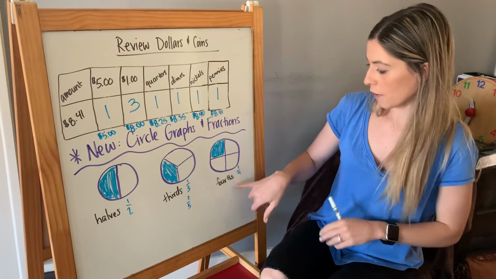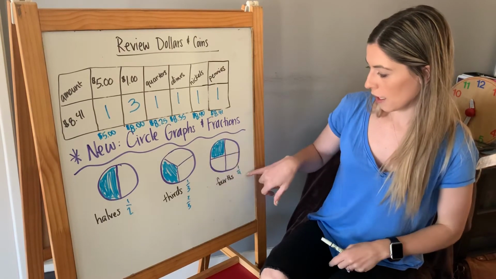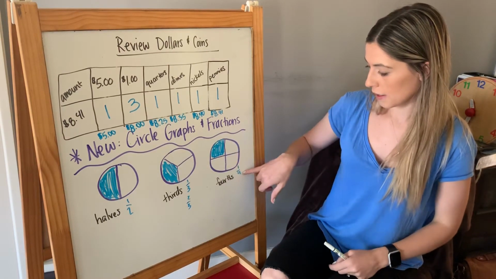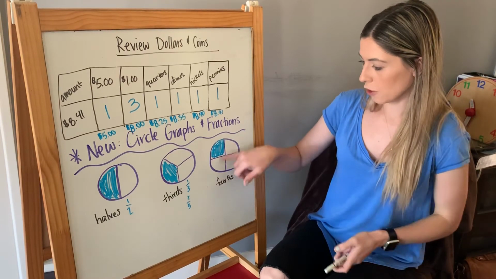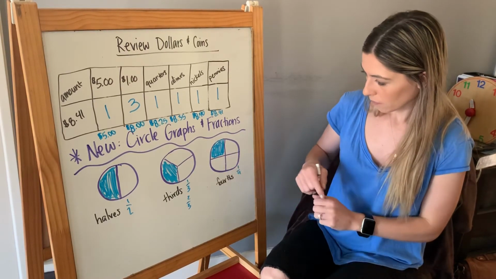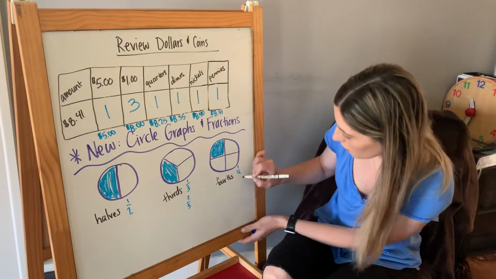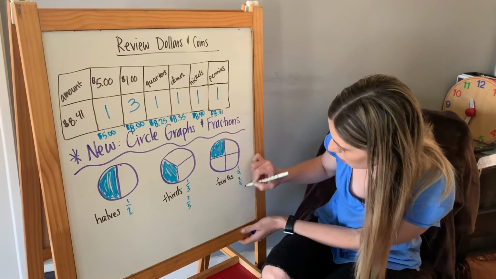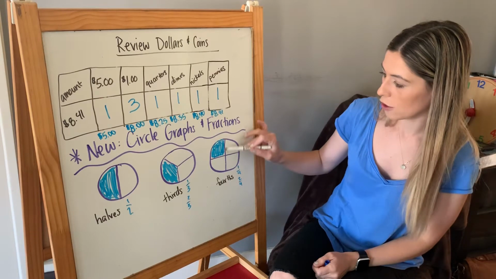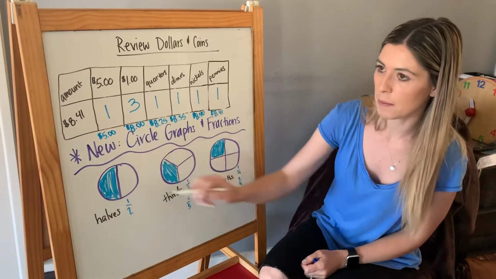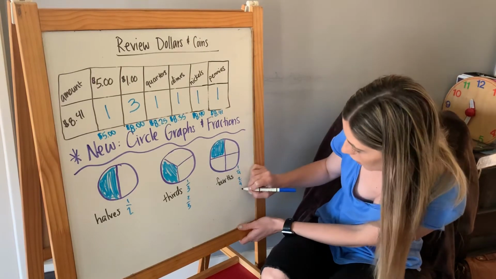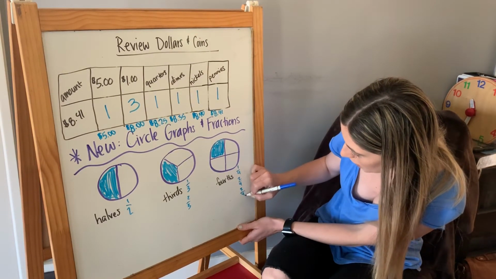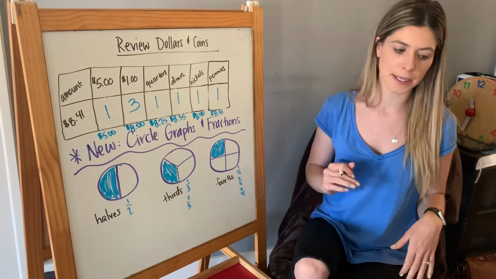So then fourths, 1 piece colored in, it's separated into 4 pieces total. So 4 on the bottom, 1 on top. If I had 2 of them colored in, it would be 2/4. And you would actually be able to see that 2/4 is actually the same amount as 1/2. If I had 3 of them colored in, it would be 3 pieces colored out of 4 cut pieces.